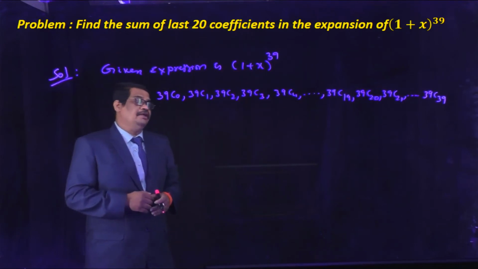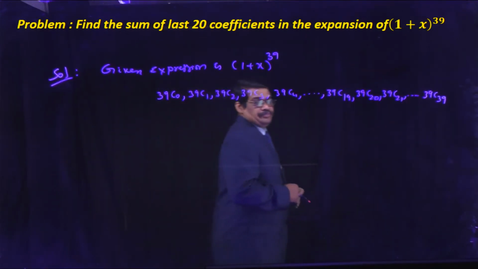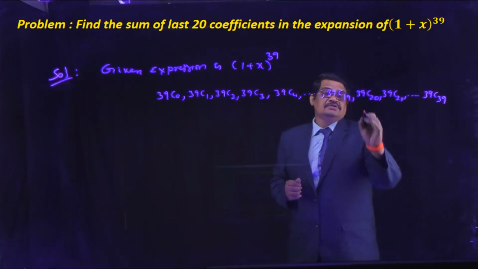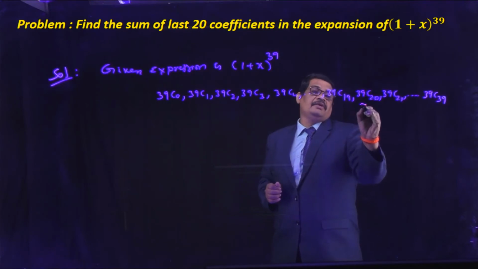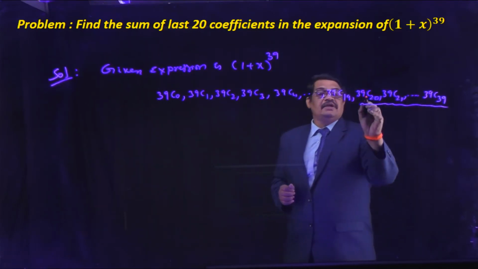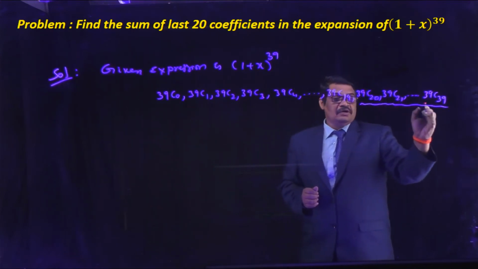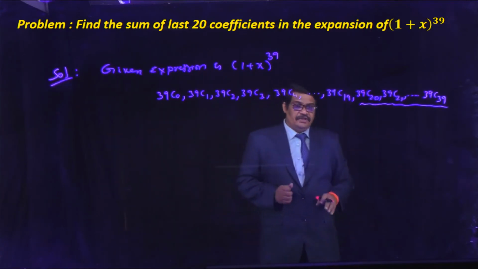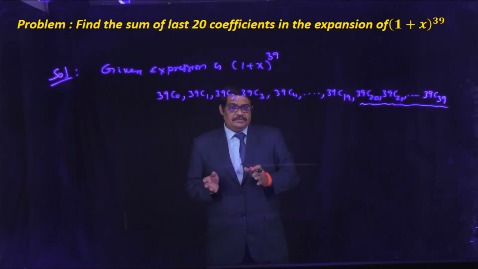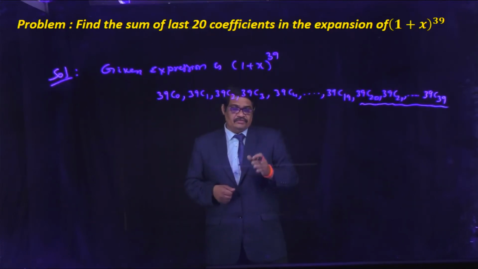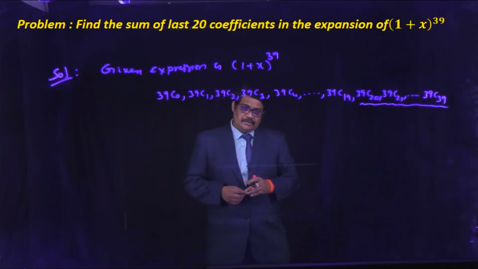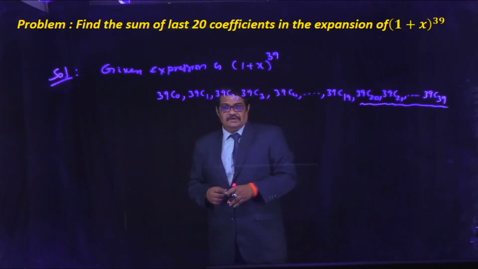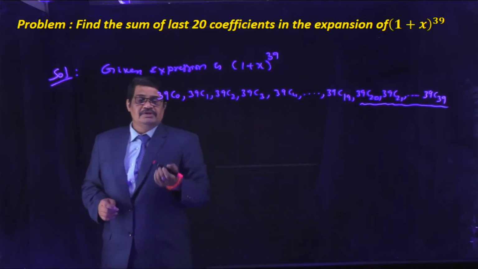Now we have to find the sum of the last 20 binomial coefficients: 39C20, 39C21 and so on, up to 39C39. We have to find the sum of the last 20 binomial coefficients in this expansion (1 + x)^39. Now see what the result is.